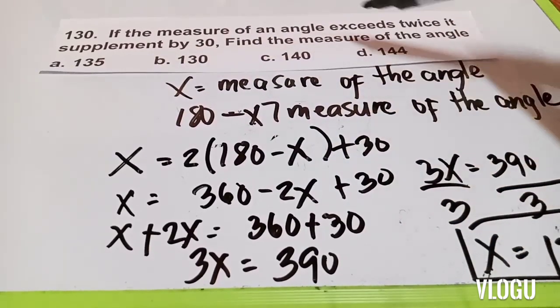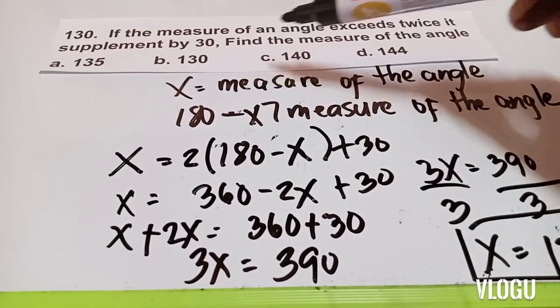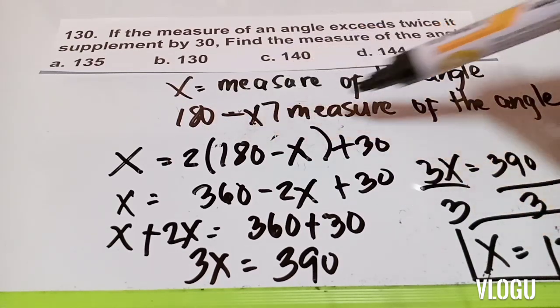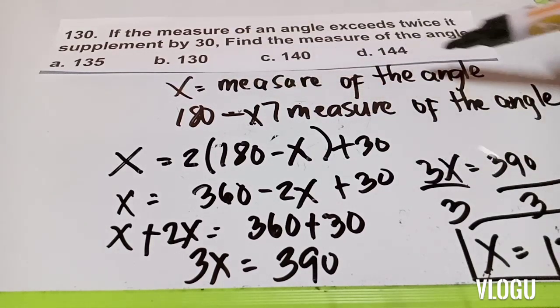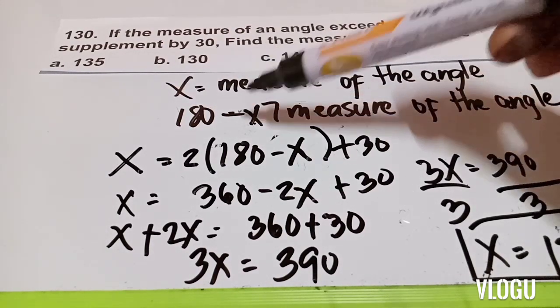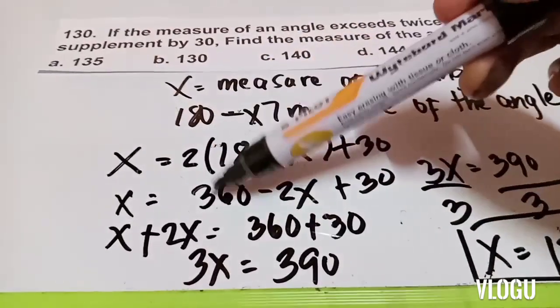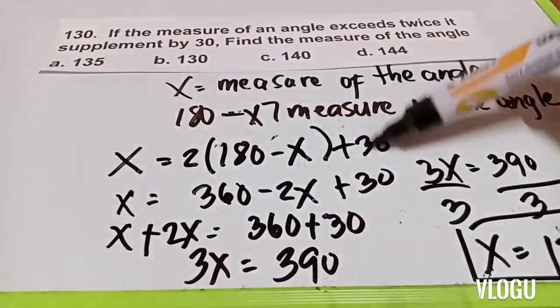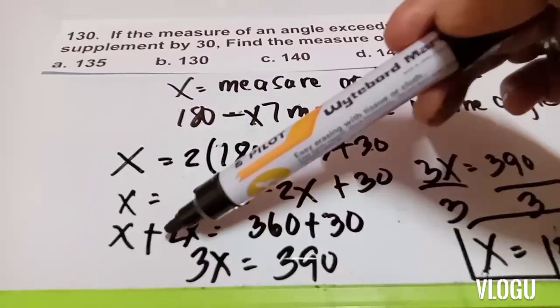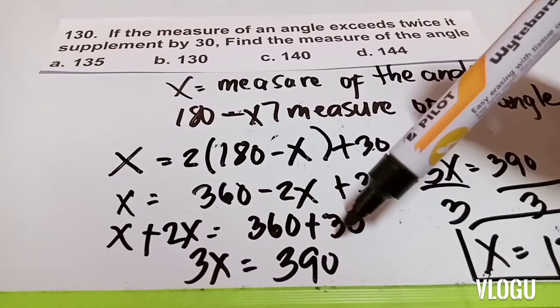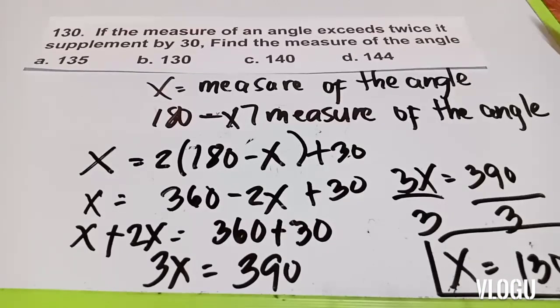So if the measure of an angle exceeds twice its supplement by 30, find the measure of the angle. So x is the measure of the angle, and we will proceed for the supplement. So this is the first equation, multiply 2x plus 30. Then after that transpose, this will become positive. x plus 2x will become 3x. And 360 plus 30 will become 390. And then 3x is equal to 390, divided by 3, divided by 3. And x will be 130.